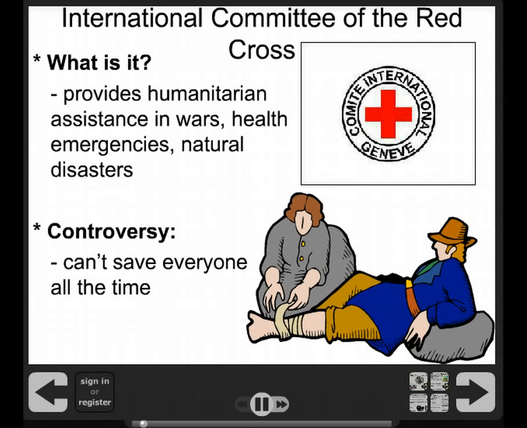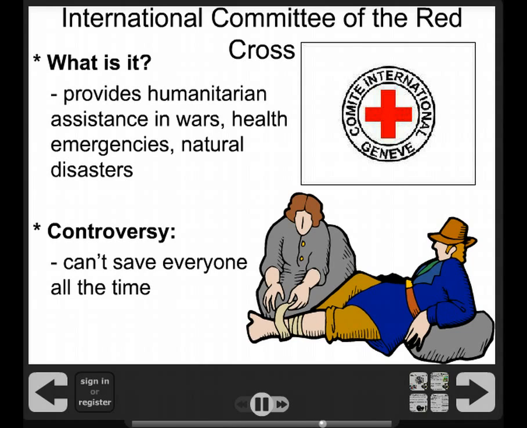These next few slides are about international organizations. And these are organizations that affect the entire world at once. The first one of these is the Red Cross. And I'm sure you've heard of this before. In high school, the Red Cross comes and lets you donate blood. But internationally, it provides humanitarian assistance during wars, health emergencies, or natural disasters.